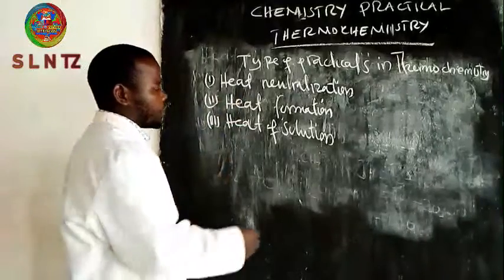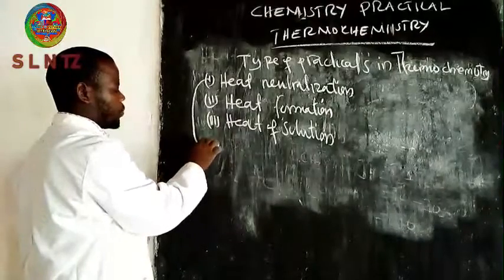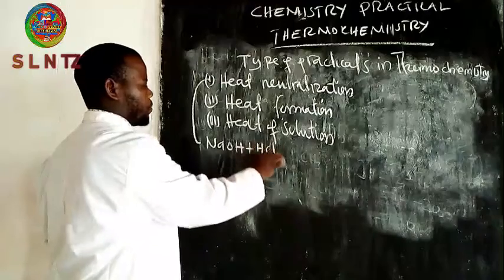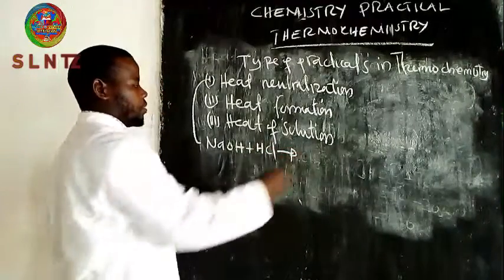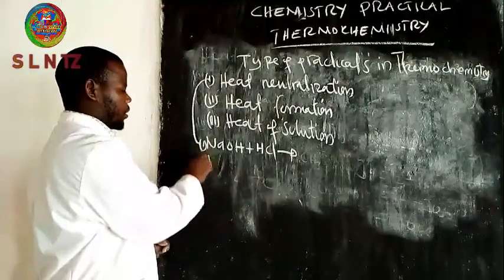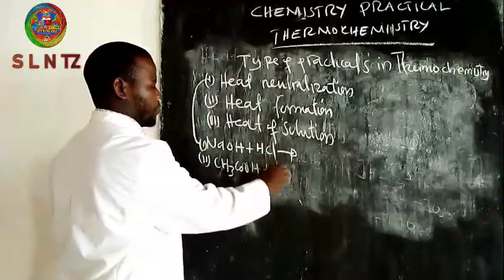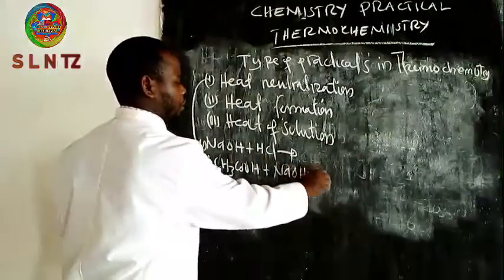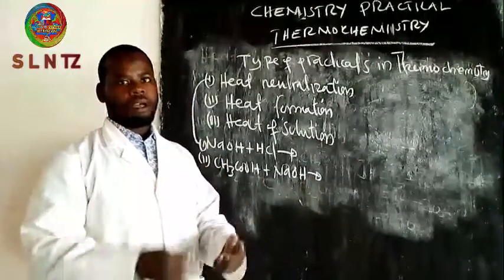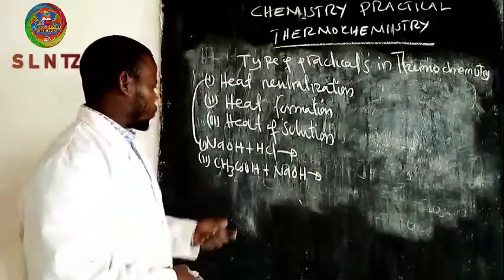For heat of neutralization, you can see sodium hydroxide plus HCl, hydrochloric acid. Then we get the product and the heat change. The second, we are going to study acetic acid with sodium hydroxide. Then you will see the heat change. This is performed in one practical by applying the 2 procedures.